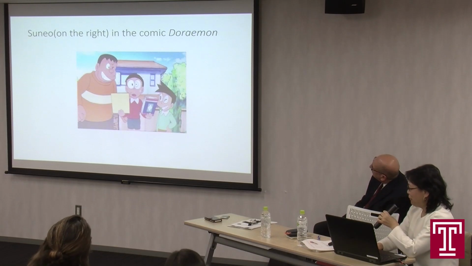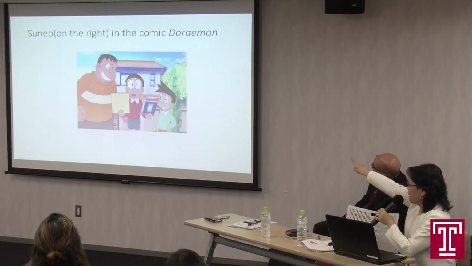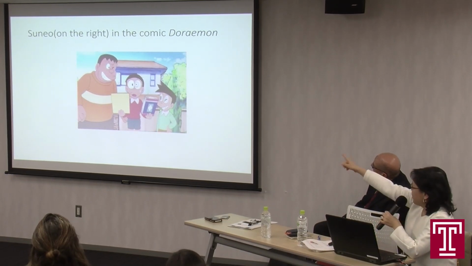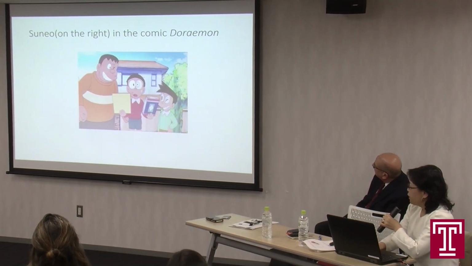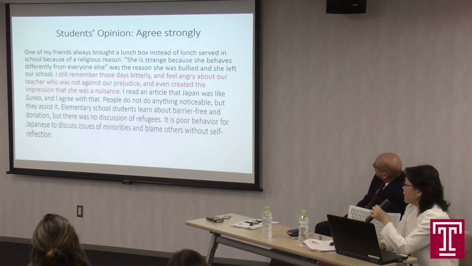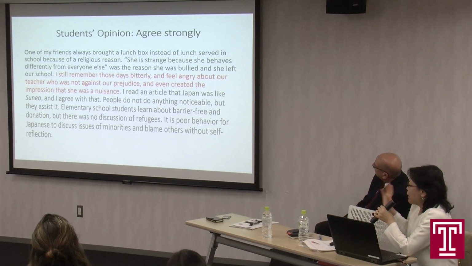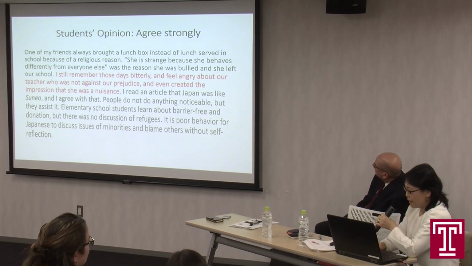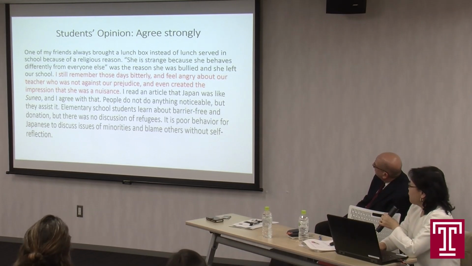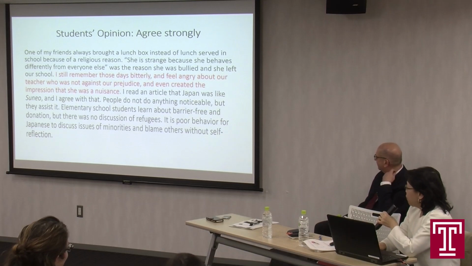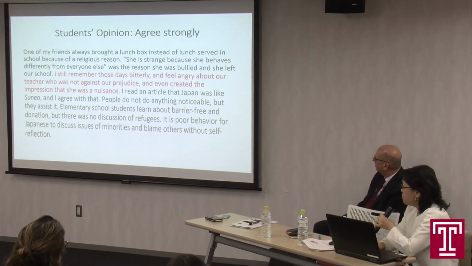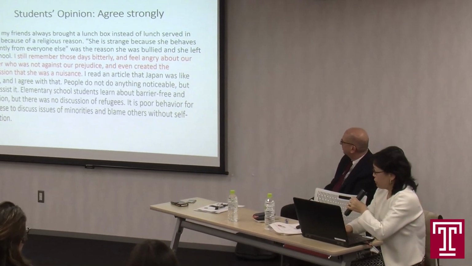Do you know Suneo? Doraemon's character on the right. The middle center figure is the protagonist, Nobita, and on the left is a giant, bullying guy. So she said that Japan is like Suneo, doesn't do anything in particular in a strong way, but assists bad things in a sneaky way. And she feels so bad about Japan's poor behavior in discussing issues of minorities and blaming others without self-reflection.